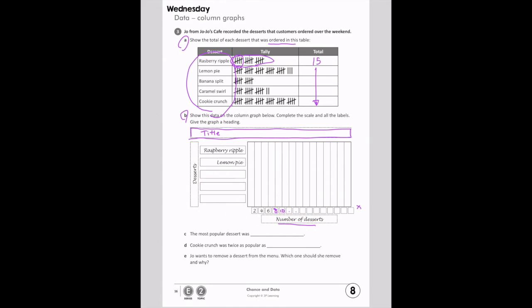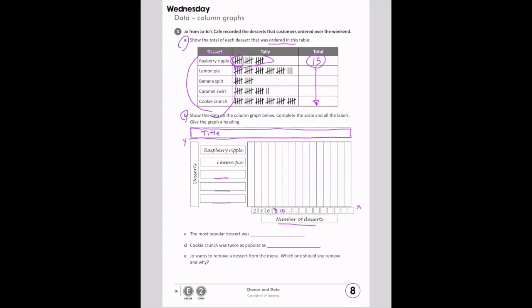Okay? Now let's look at the y-axis. Our y-axis this time is the choices of desserts. We have raspberry ripple, lemon pie, and then the rest of the 3 choices will go in those boxes there. Okay, so now our graph is all labeled, and we can start plotting. Okay, so we see that raspberry ripple has 15 orders. So you're going to go ahead and plot that.